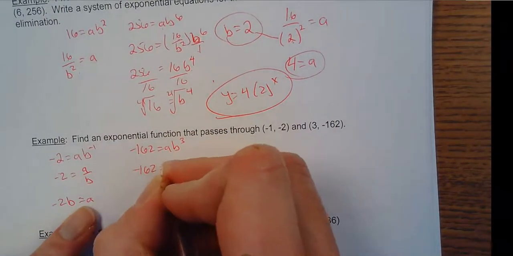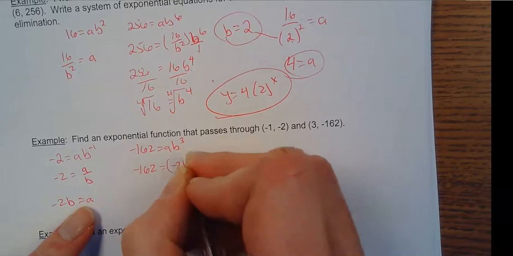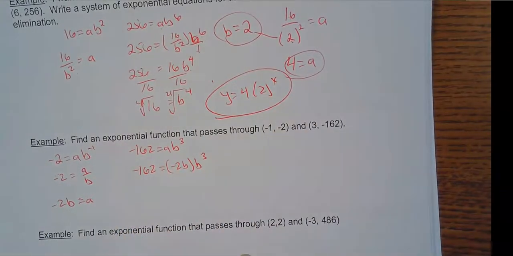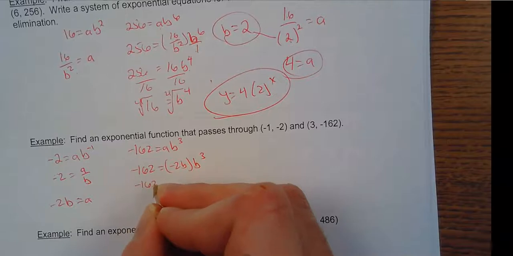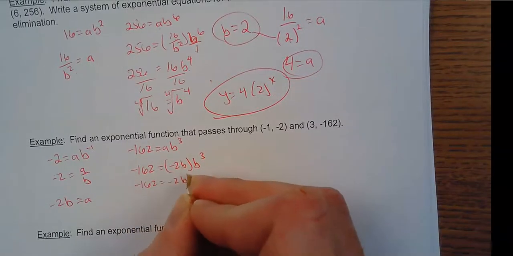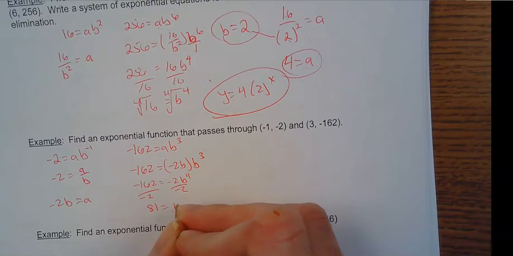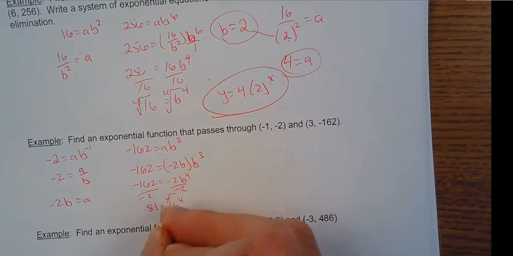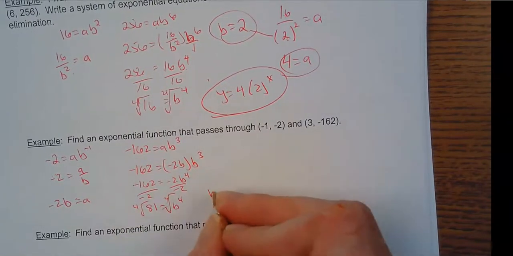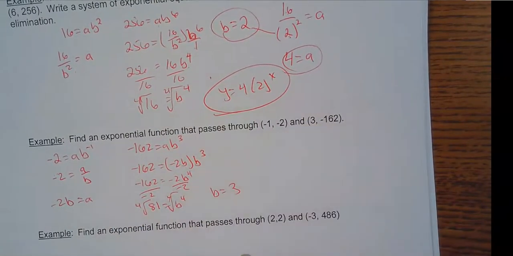So negative 162 equals negative 2b times b cubed. So take the a out, put negative 2b in its place. Negative 162 equals negative 2b to the 4th, divide by negative 2. So I get 81 equals b to the 4th. Take the 4th root of all of that. So b is going to equal 3.